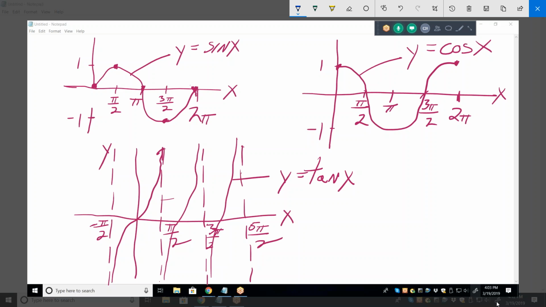What's the reciprocal of sine? The reciprocal. Okay? That means that when the sine is equal to 1, the cosecant has to equal 1, because the reciprocal of 1 is 1. So this point has to be shared by both, and what happens is the cosecant looks like that.